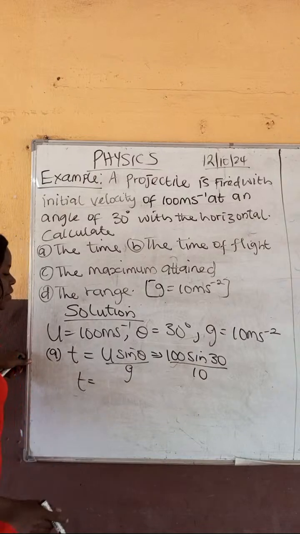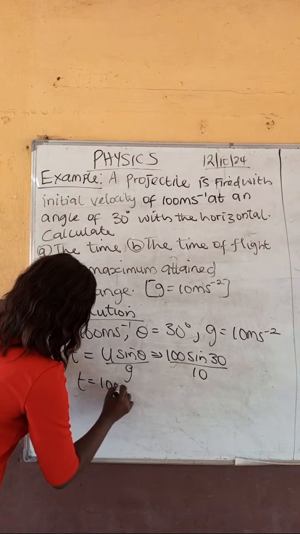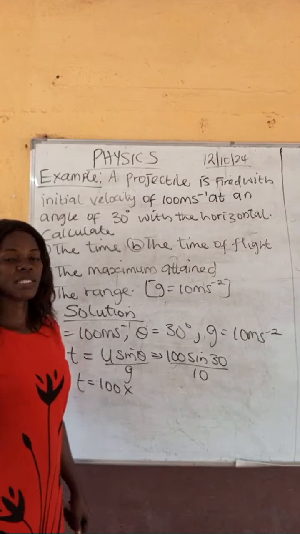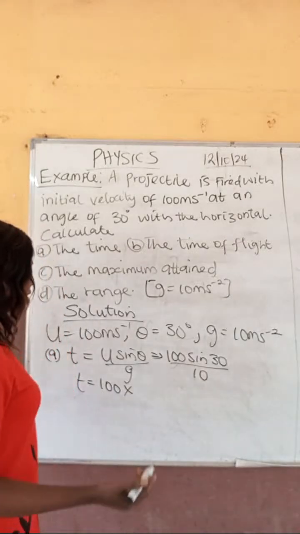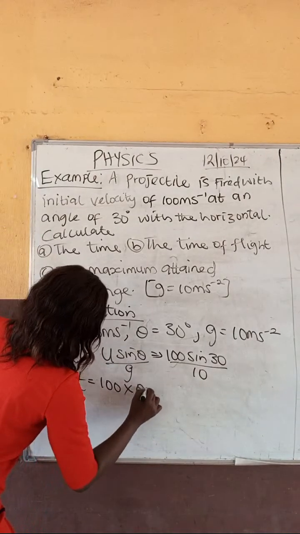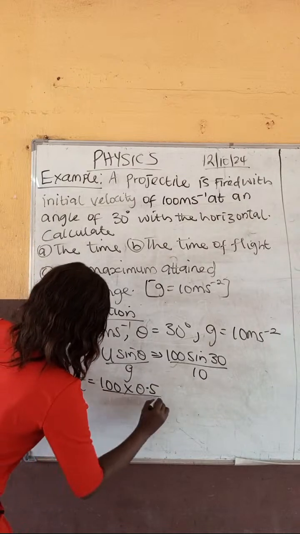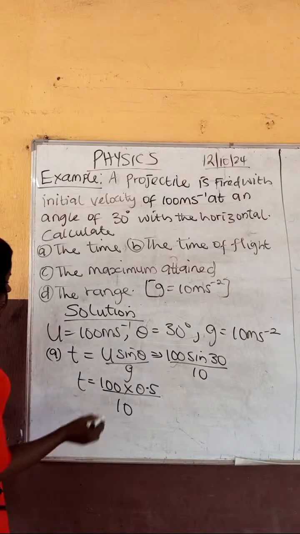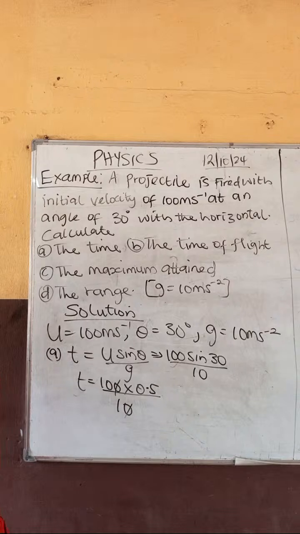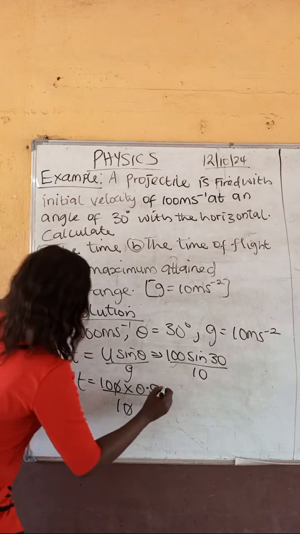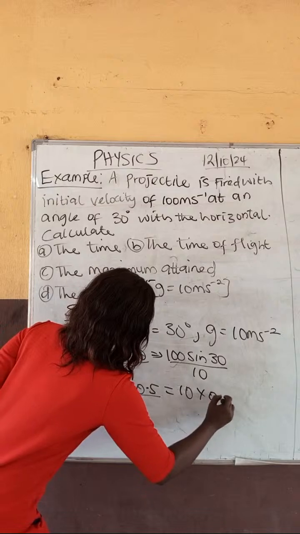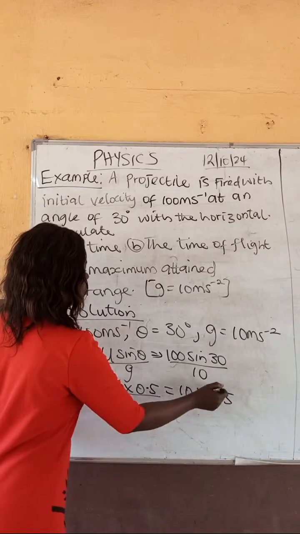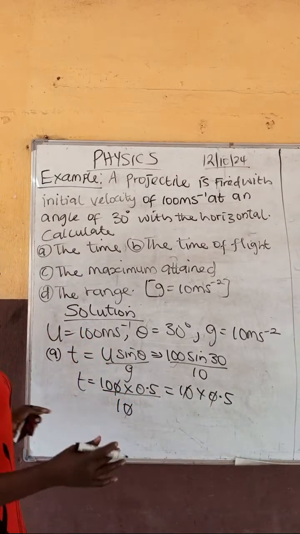Then I work it out by saying this is 100 times, we already know that sine 30. Even if you don't know what sine 30 is, you can use your calculator and find out. Sine 30 is 0.5. I'm going to say 0.5, divided by 10. Now, 0 can cancel 0 here. Okay? So if we say 10 times 0.5, if you don't want to use calculator, this one will cancel this, right? So the answer becomes 5.